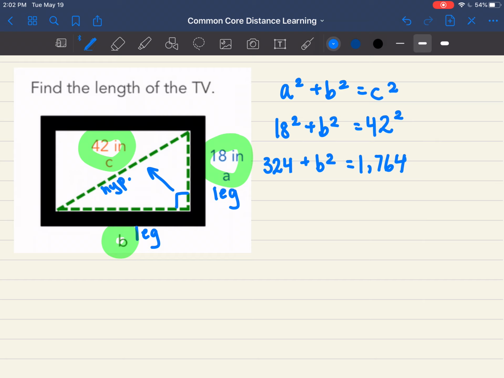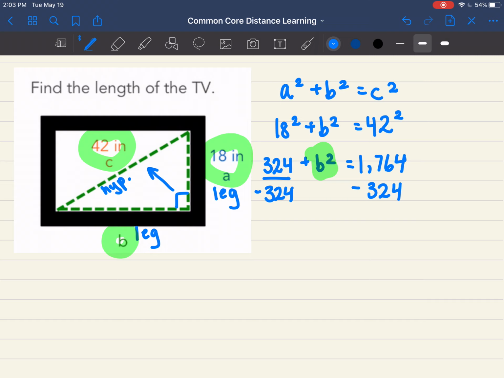Now the next thing I need to do, my goal is to solve for B. My goal is to get B by itself. So we need to think back to when we were solving our multi-step equations, which we were all so good at solving. We were trying to get B by itself. So what we need to do is get rid of that number that's on the side right here. How do we get rid of positive 324? We're going to subtract 324 from both sides.